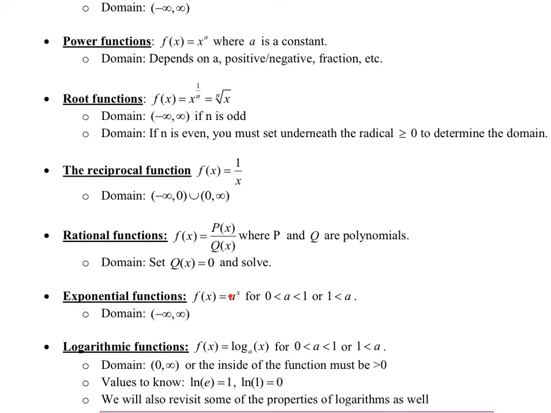Exponential functions, we just looked at e to the x, but it doesn't have to be e. We can have any base as long as that base is between 0 and 1, so something like 1/2, or it's bigger than 1, so something like 2. So we don't have negative bases, and we don't have 1 as a base. Our domain is always -infinity to infinity.